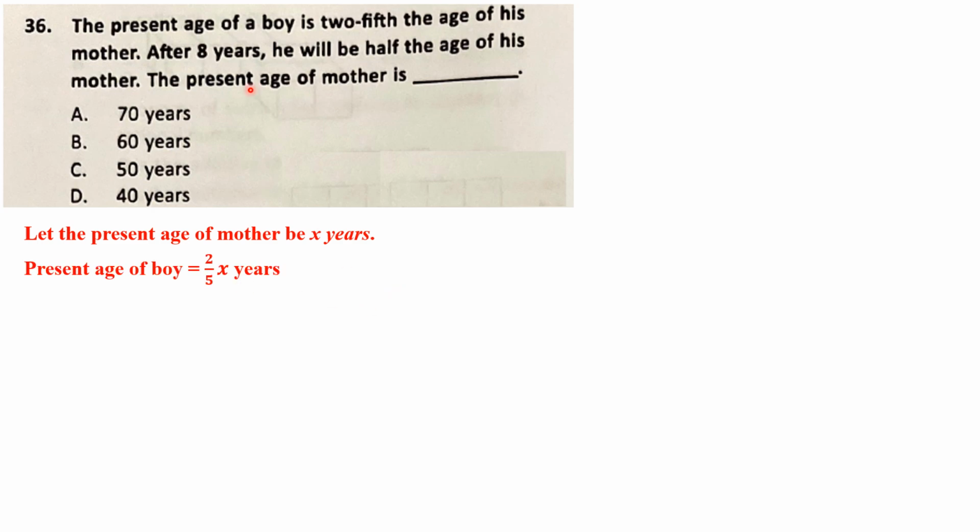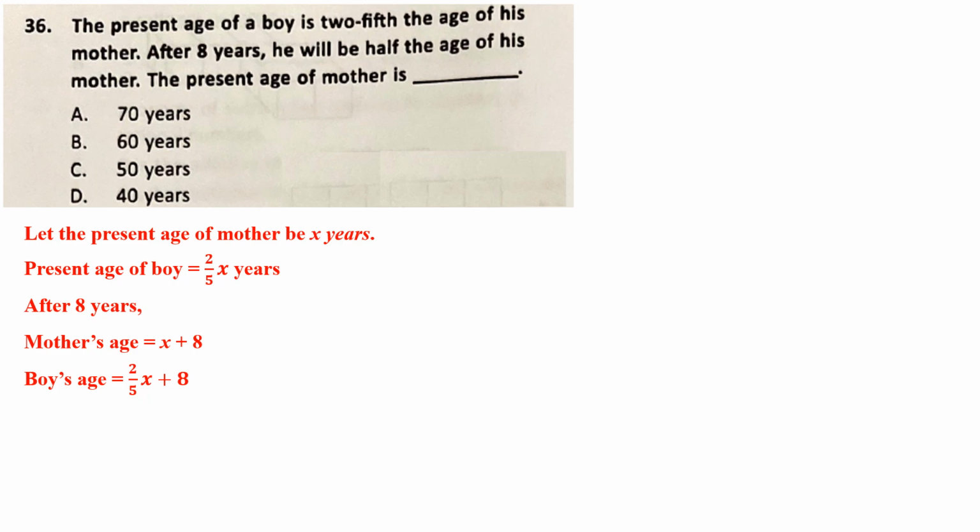Right? Then after 8 years, if someone has to find the age after 8 years, obviously you have to add 8 to that. So after 8 years, the age of mother will be x plus 8. Same way, the age of boy will become 2/5x plus 8, because after 8 years the age will get increased by 8. Now the relation is given: after 8 years, he will be half of his mother. Now who is he here? He is the boy. So the boy's age will become half of the age of the mother.